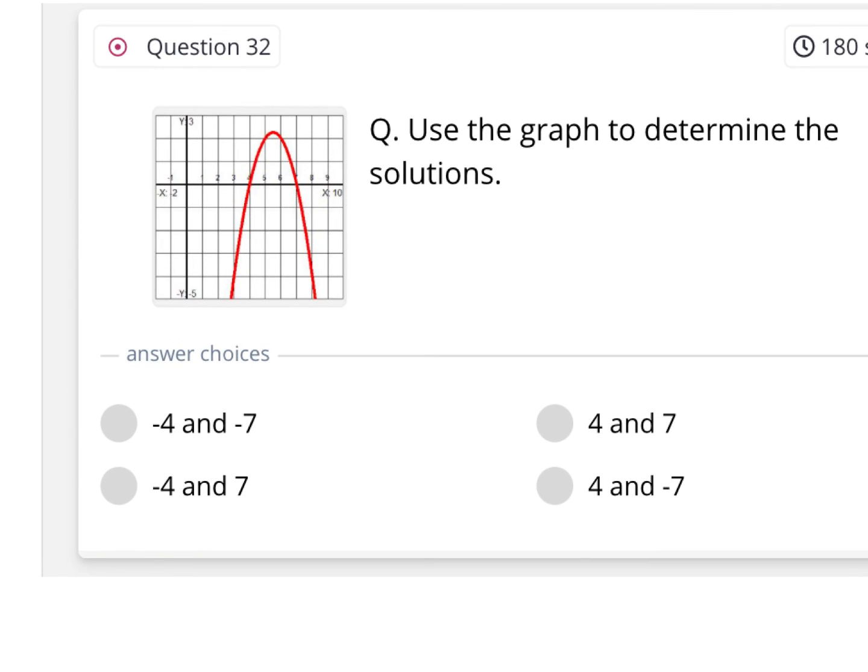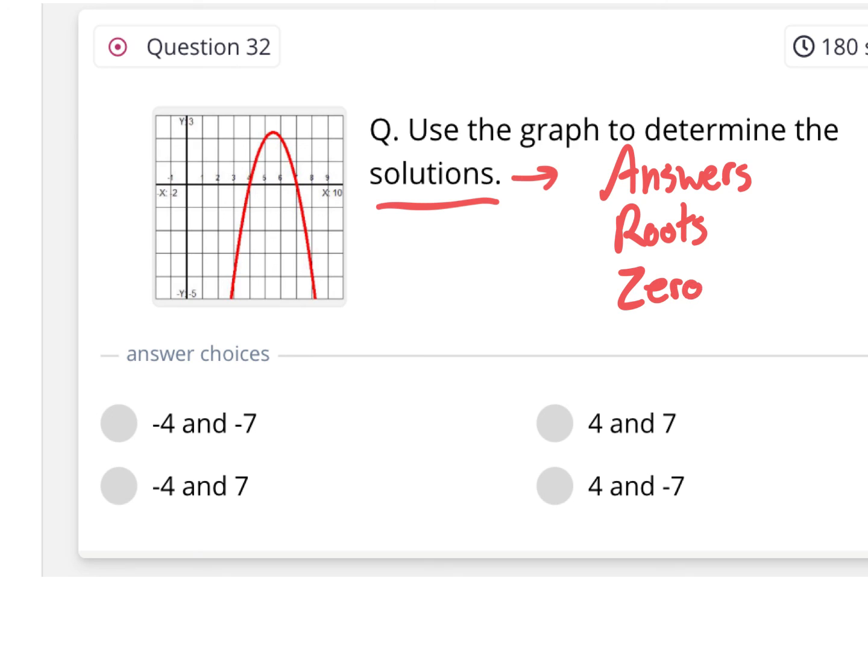It says use the graph to determine the solutions. I really, really hope that we remember from quadratic equations from the section that the solutions are the same thing as the answers, as the roots, as the zeros, as the x-intercepts. All of these phrases mean the same thing, the answers, right?